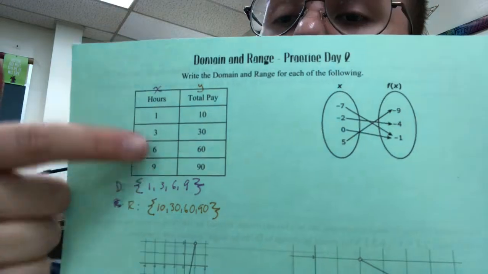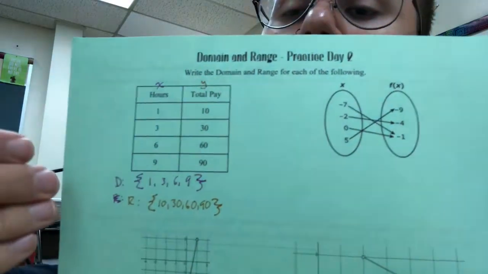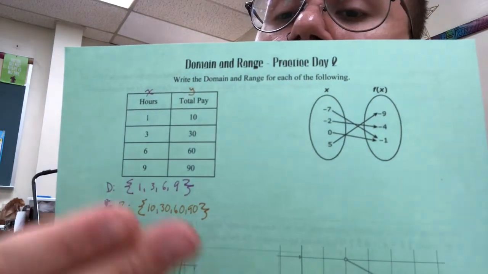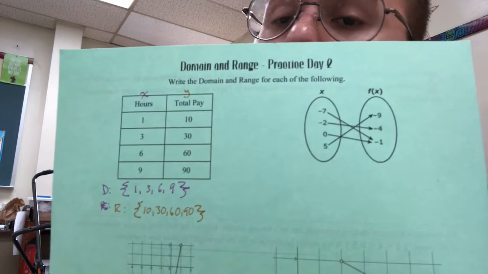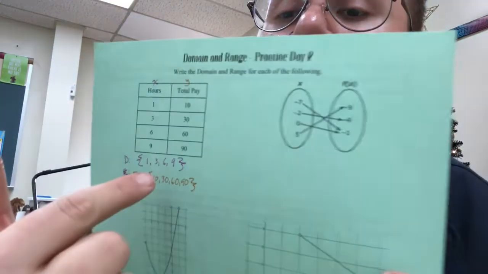The domain is the hours because time is the independent variable, and how much you're getting paid is the dependent variable, your y. So I write it in this notation. This is not a continuous function. I don't have all the information, so I'm just going to use these. This mapping would be very similar to this.